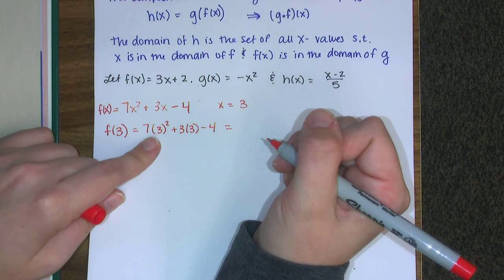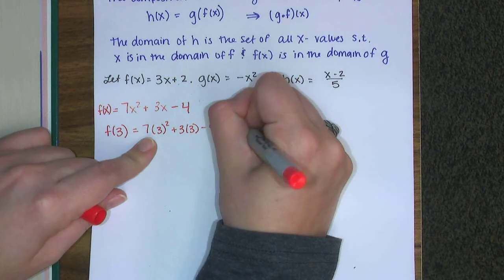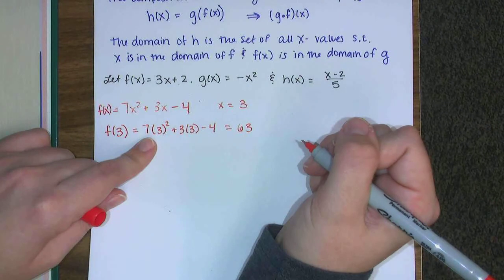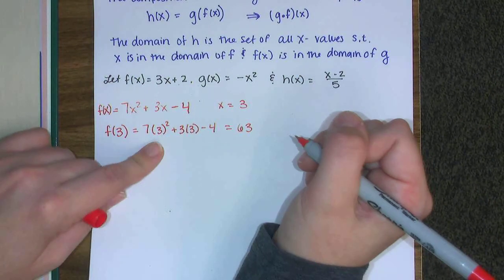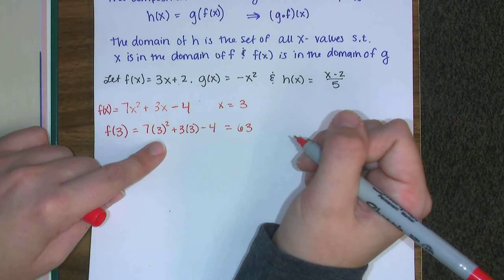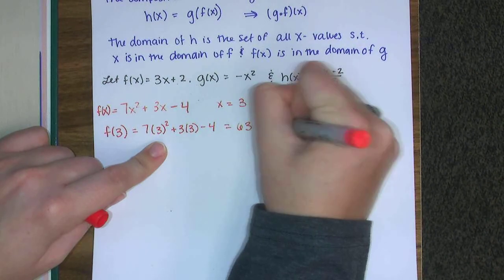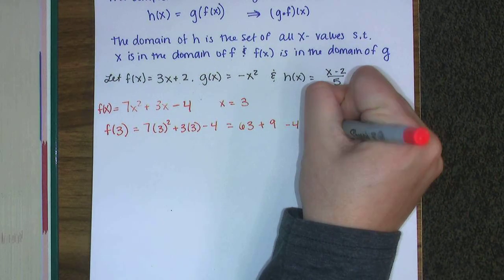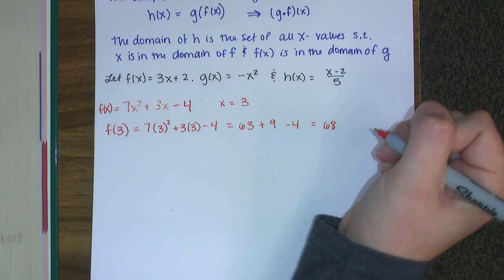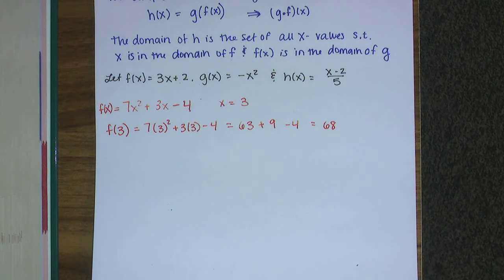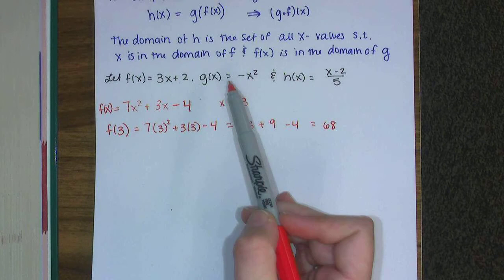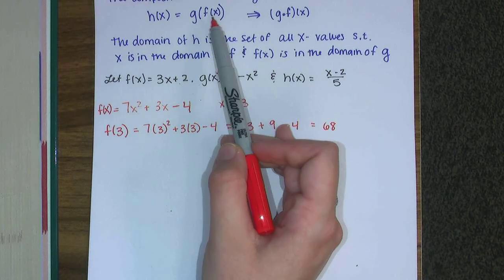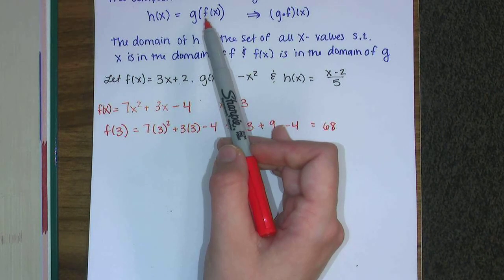Plus 9 minus 4. And let's see, that ends up being 68, I think. We'll see. Okay, so that ends up being 68. So essentially, that's what we did. But now we're doing that with functions. Basically, if I have this g of f of x here, wherever I see an x in g of x, I'm putting my f of x function. Okay, so let's jump back and actually look at these problems now, given this information up here.